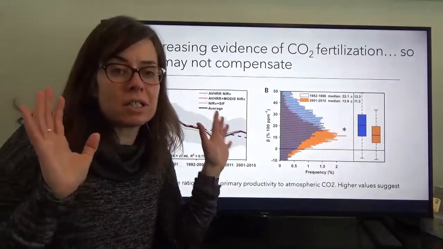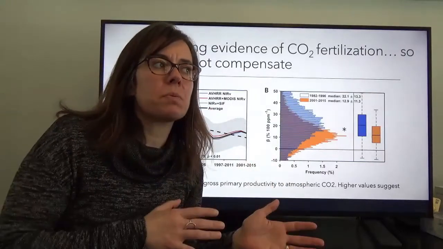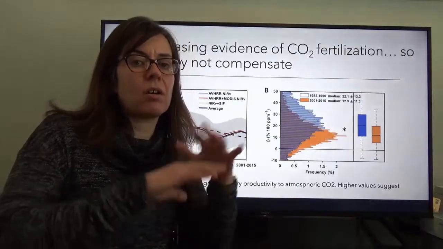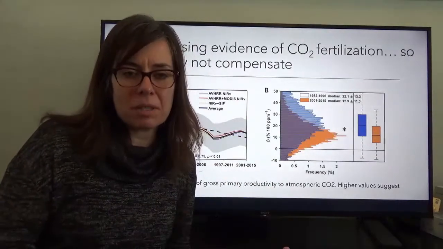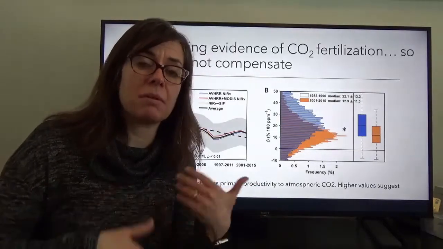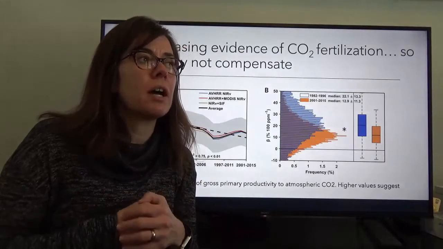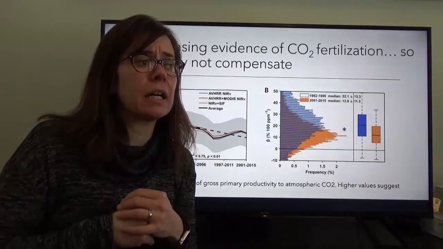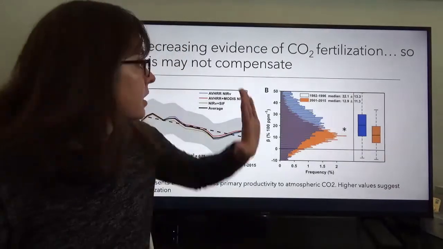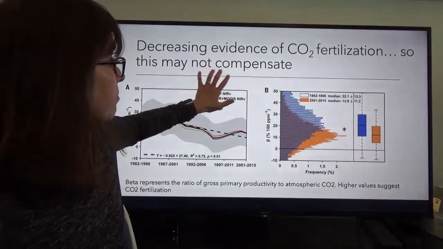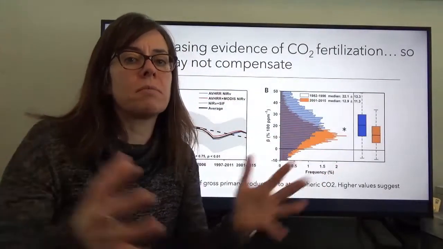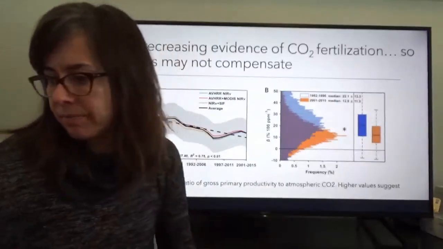So the take home of this is that yes, we do see CO2 fertilization in some cases, but at the planetary level, there does not seem to be that signature, or the strength of that response is declining through time, and we think that is in response to increasing shortages of other important resources. Okay, so the long and the short of it is that probably these natural systems are not going to compensate for our emissions. We can't count on that.